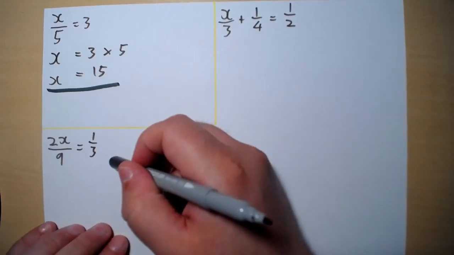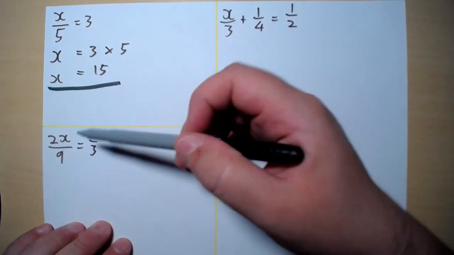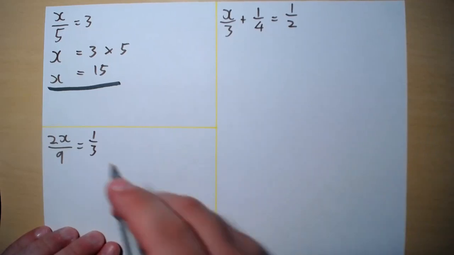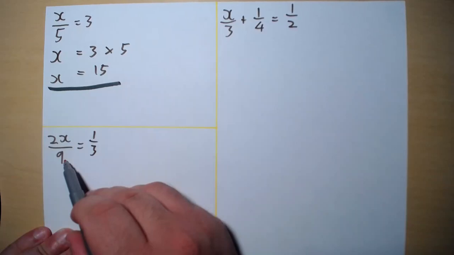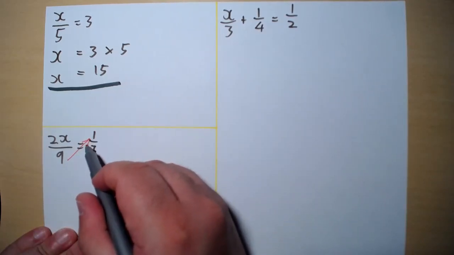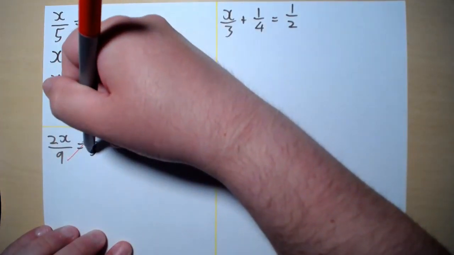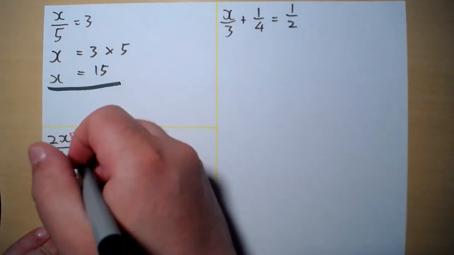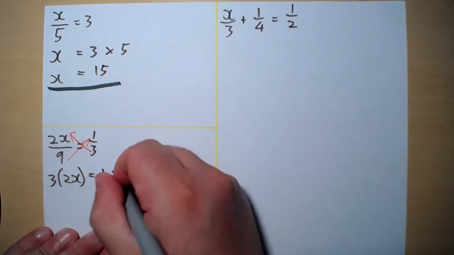But let's see this one. When we have a fraction is equal to another fraction, in order to work it, we can use a technique called cross multiplication, where basically we take this denominator and we multiply it with the numerator of the other side. And we do the same thing with this denominator and we multiply it with the numerator of the other side. Therefore, we will get 3 into 2x equals 1 times 9.